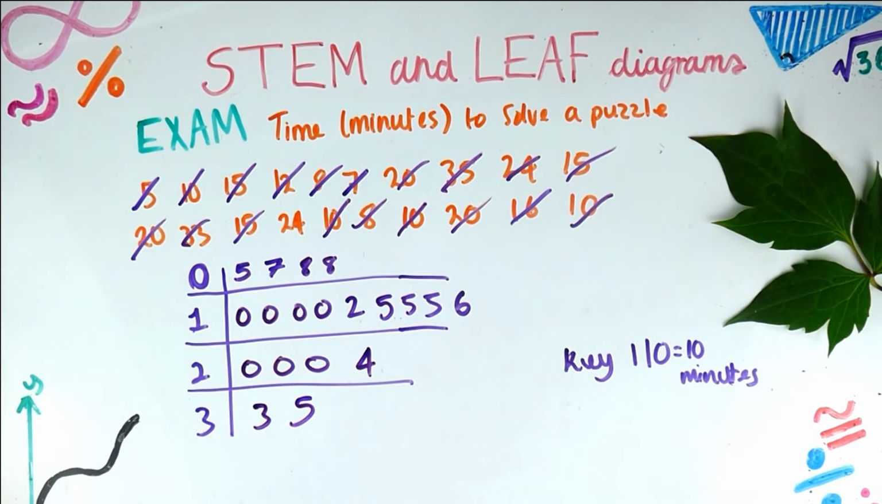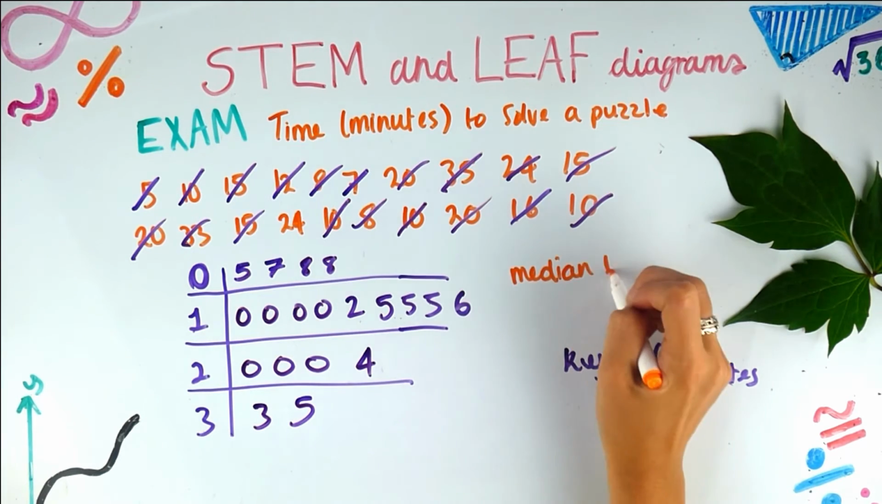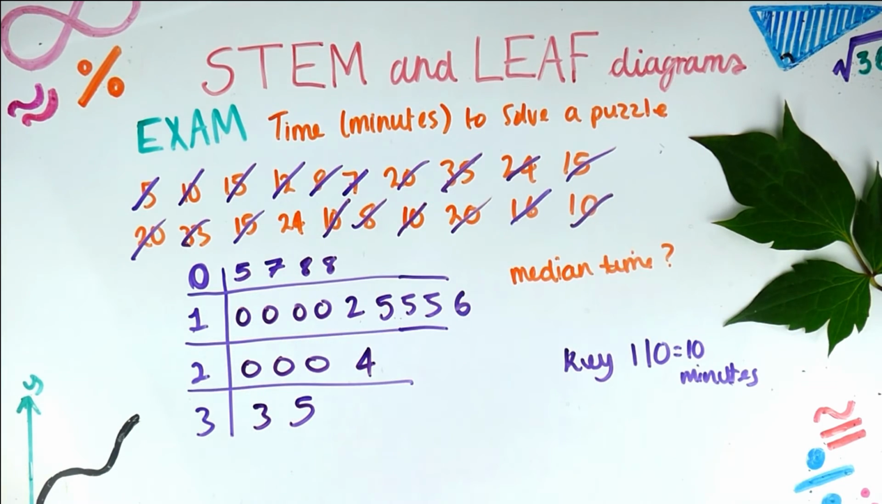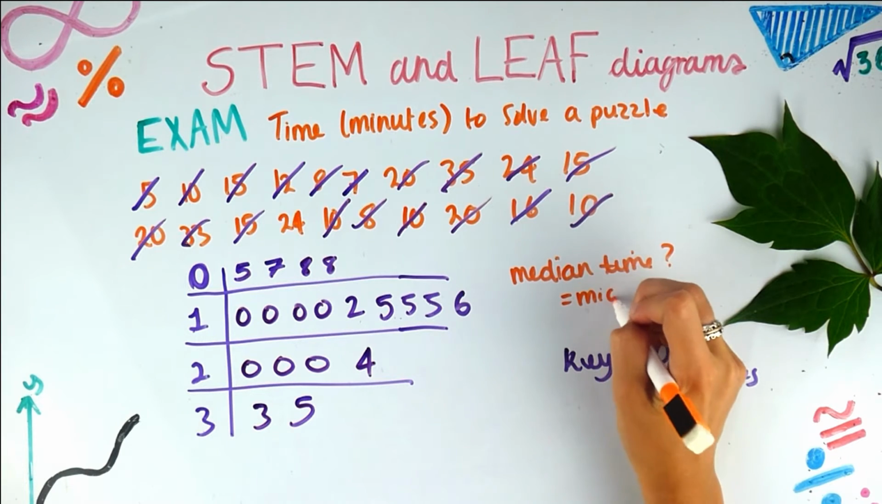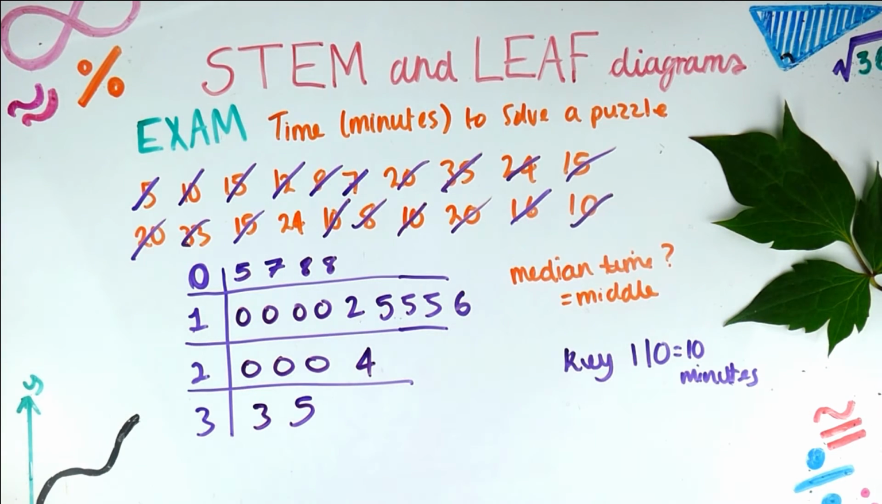And now we can see they're in ascending order, and that's just how we write them. Now it asks you to find the median time to solve the puzzle. So the median is the middle value. So what is the middle time? How many data points do we have?